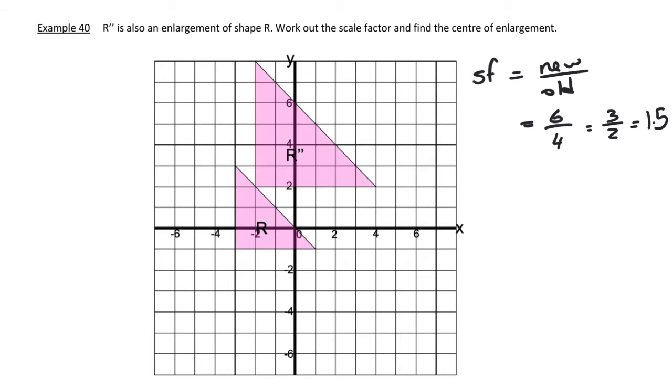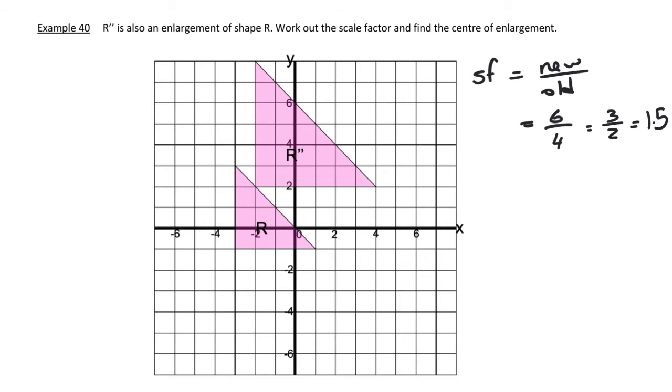And that would be the same had we picked another side. So let's go for the base. The base in the image is 1, 2, 3, 4, 5, 6. And the base in the object is 1, 2, 3, 4. So we'd get the same ratio and the same scale factor.